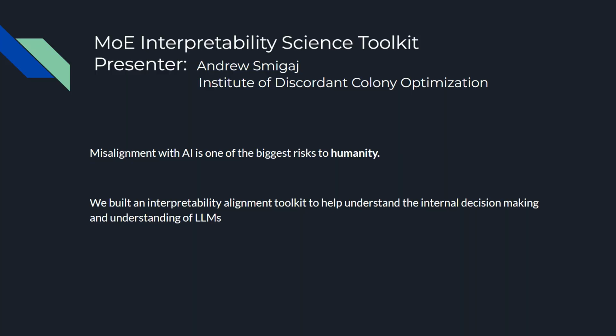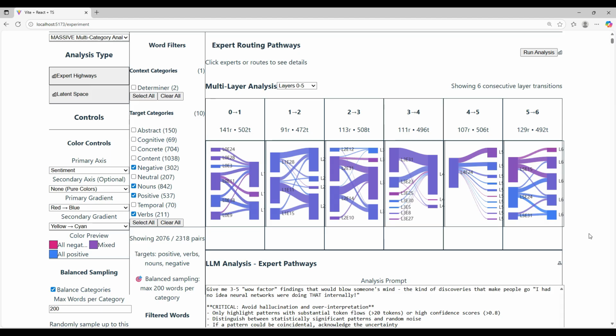My name is Andrew. We believe alignment is one of humanity's most urgent challenges. We first need to understand how large language models process concepts. Today I'll show you software we built for mechanistic interpretability, tools that let us see into these models' inner workings. We start in the experiment view.